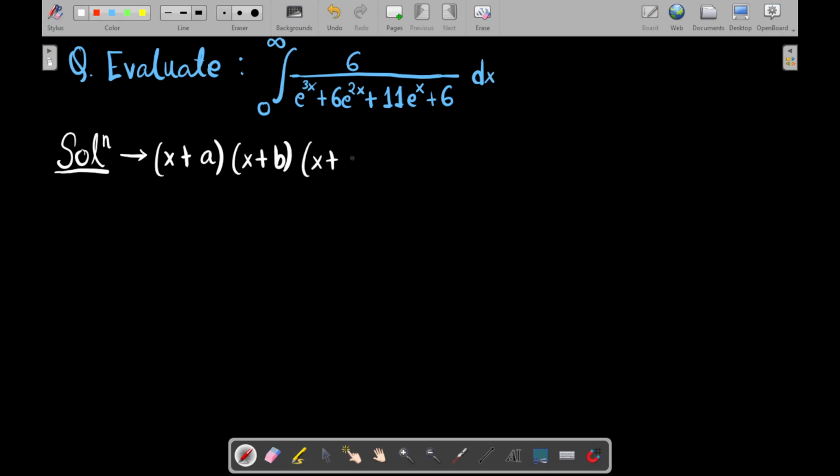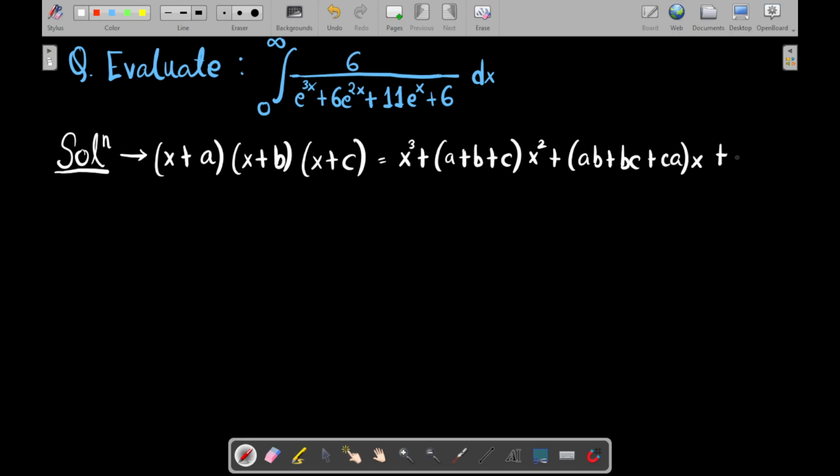But if there are three products, x plus a times x plus b times x plus c, this is given by x cube plus (a plus b plus c) times x square plus (ab plus bc plus ca) times x, and the last constant term is the product abc. So this is the formula that will be used for factorizing the denominator of the integral.